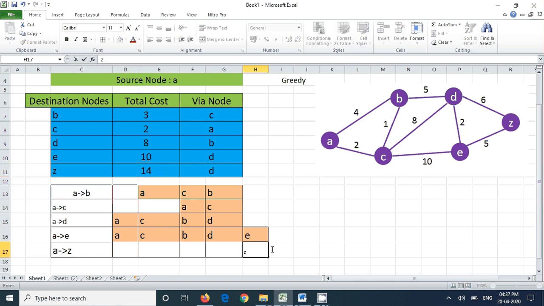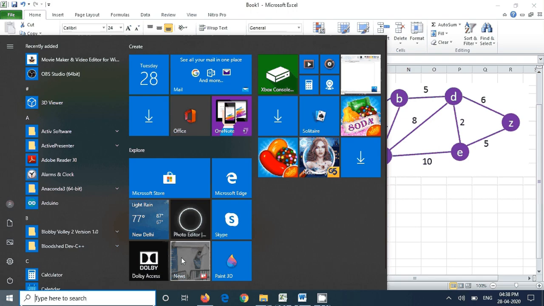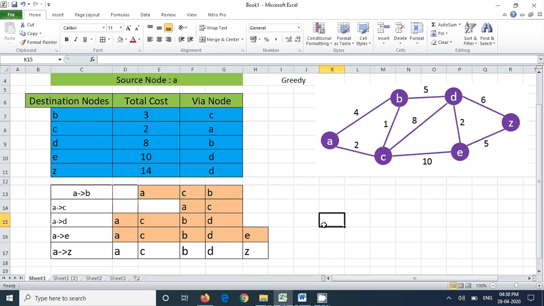Reaching Z. How are we reaching Z? Let us see. Destination is Z. Z can be reached via D. D can be reached via B. B can be reached via C. Put C. C can be reached via A. So when you reach A, you have to stop, because that's the source node. Okay, so this is the path. These are all the paths. Path is ACB, path is AC, ACBD. Likewise, we are putting the path. So from this table, you have to extract the path.